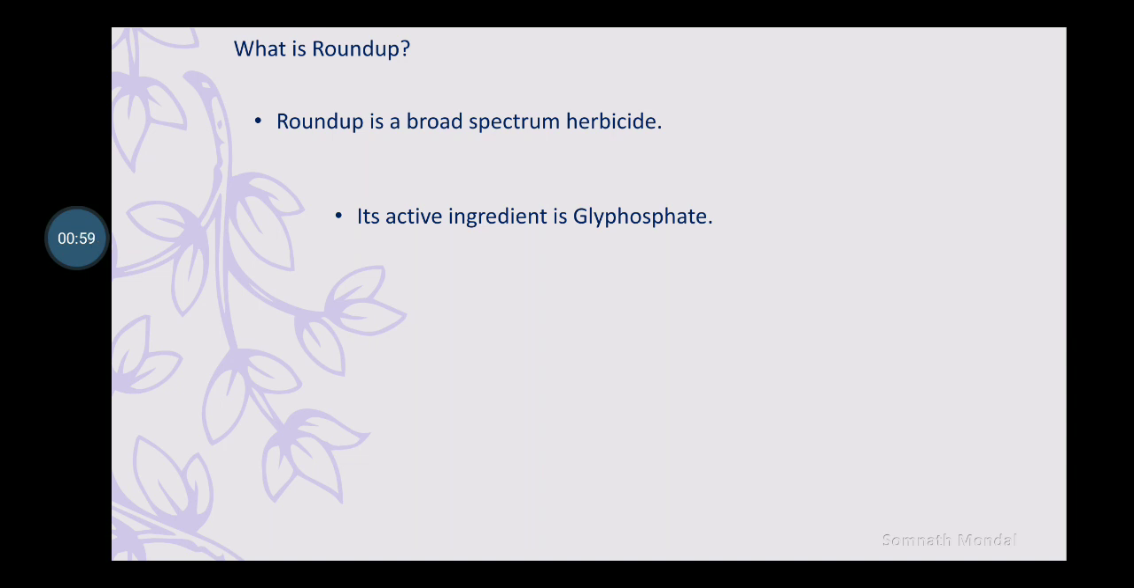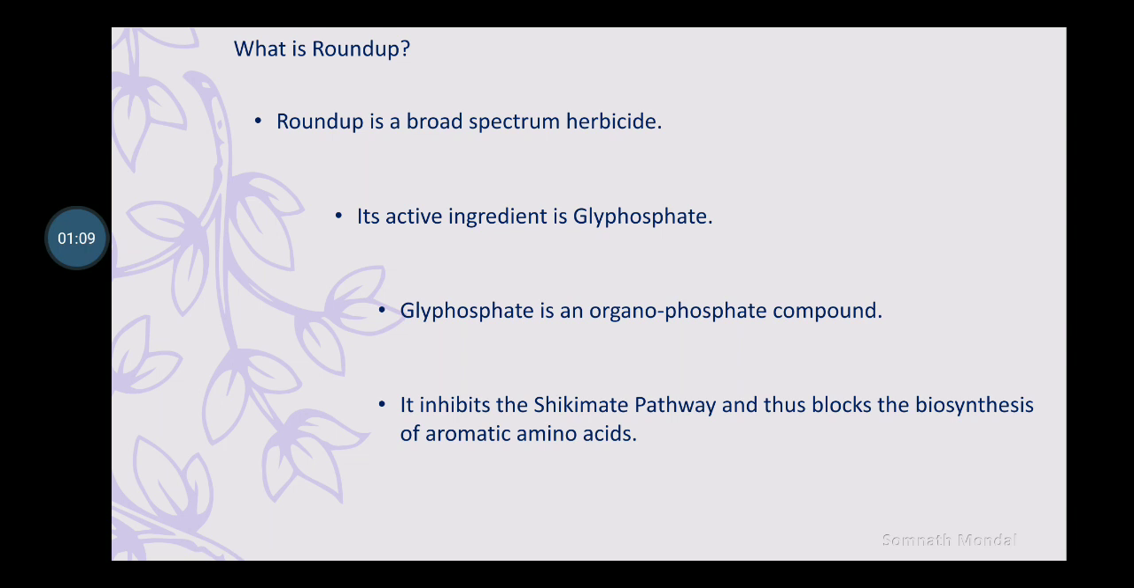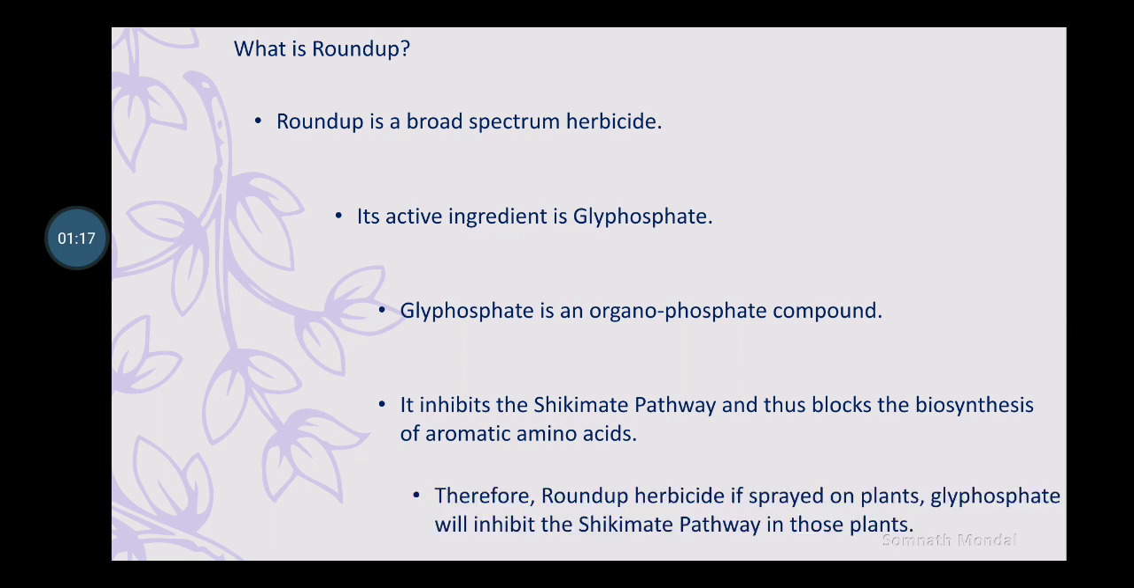So what is Roundup? Roundup is a broad spectrum herbicide. Its active ingredient is glyphosate. Glyphosate is an organophosphate compound which inhibits the Shikimate pathway and thus blocks the biosynthesis of aromatic amino acids. Therefore, if the herbicide is sprayed on plants, glyphosate will inhibit the Shikimate pathway in those plants.